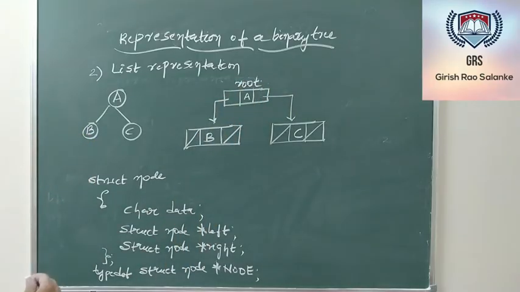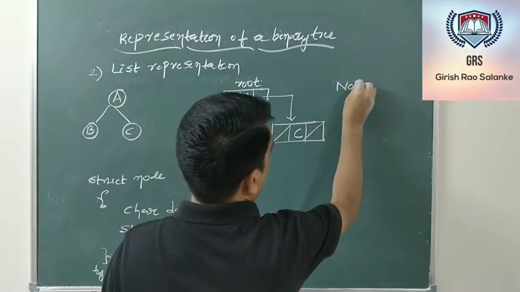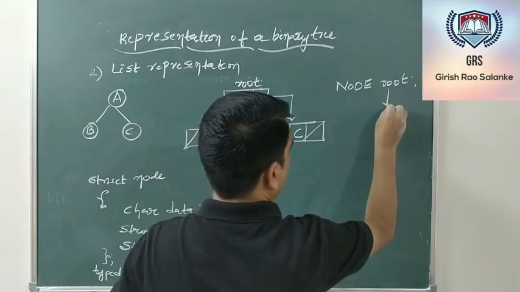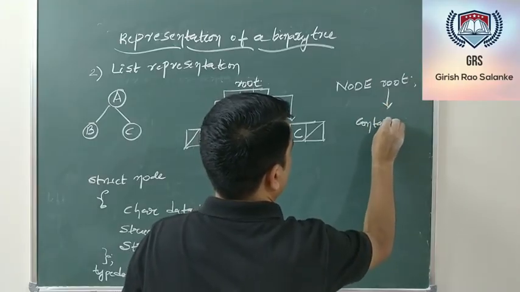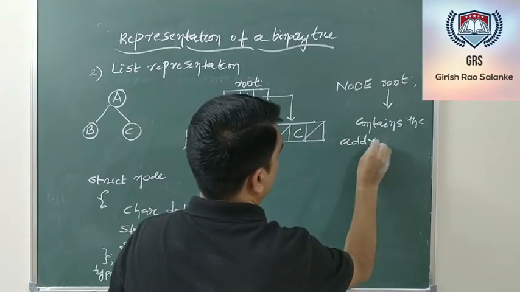So note that in case of the list representation, the data type of root is node, and root holds the address of the root node.